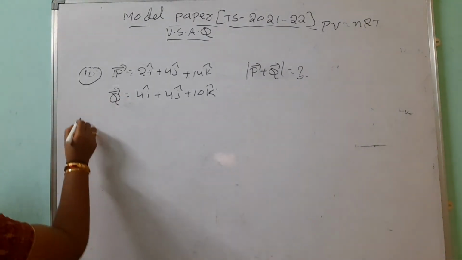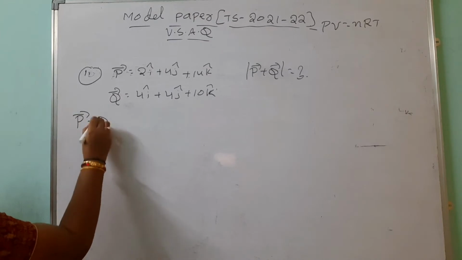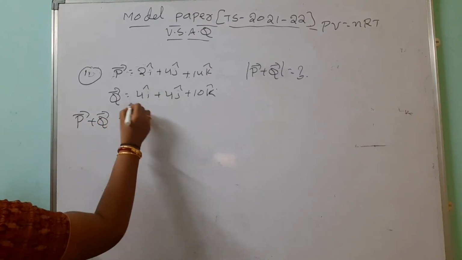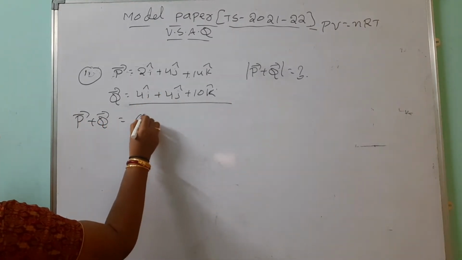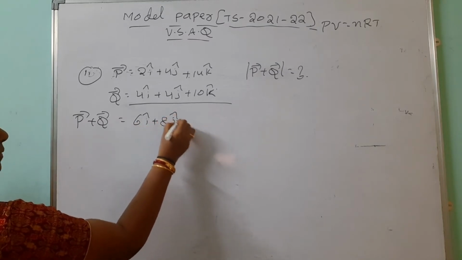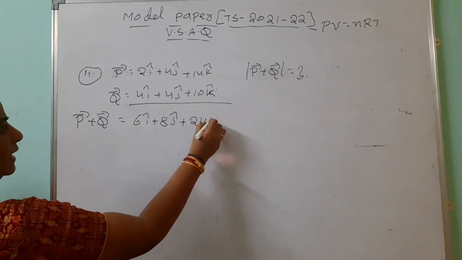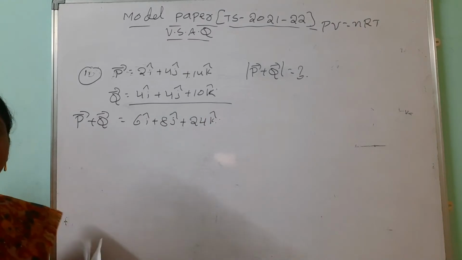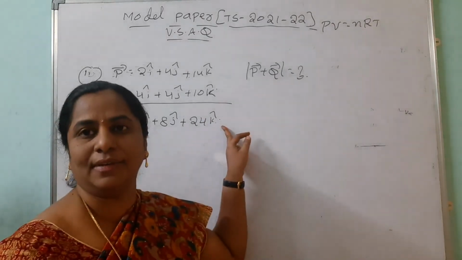Look here. P bar plus Q bar is how much we are getting? Add these two: 6i cap plus 8j cap plus 24k cap. Many people are leaving this one. You will get one more mark only.